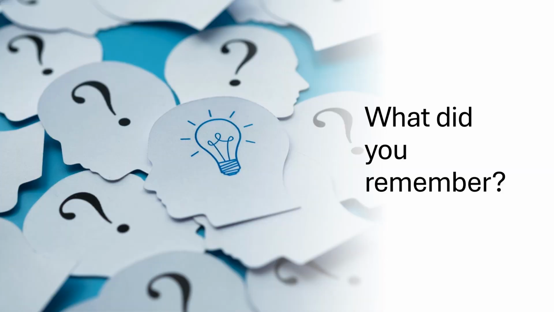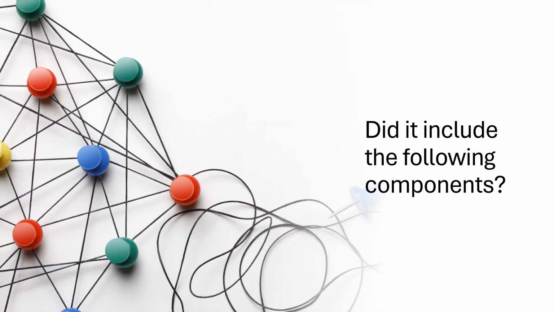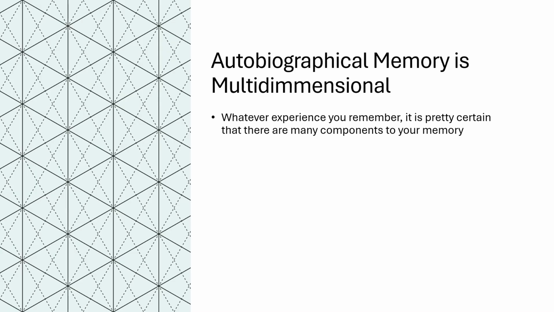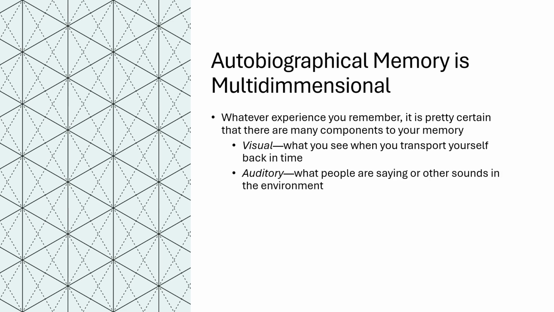Okay, so now I want you to think about that memory that you generated, and I want you to tell me, did it include the following components? So whatever experience you remembered, it's pretty certain that it's going to include the following components. It's going to have a visual component. So what you see when you transport yourself back in time. Auditory, what were people saying or other sounds in your environment? Sensory information, smells, taste, touch.